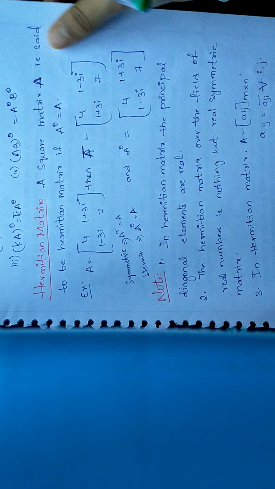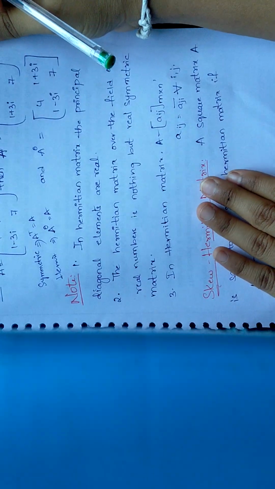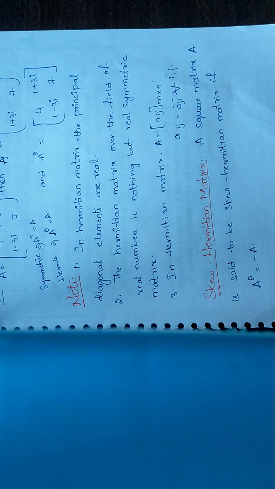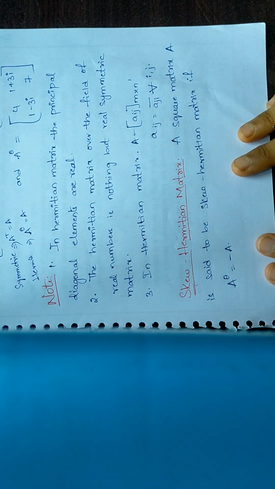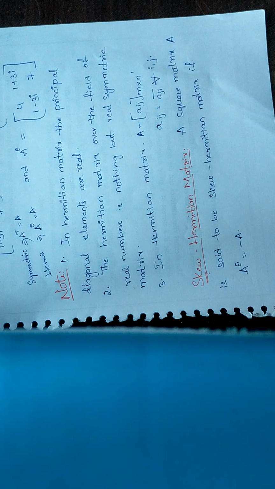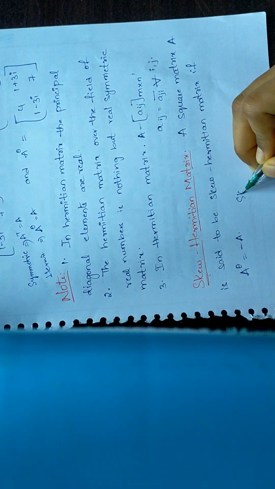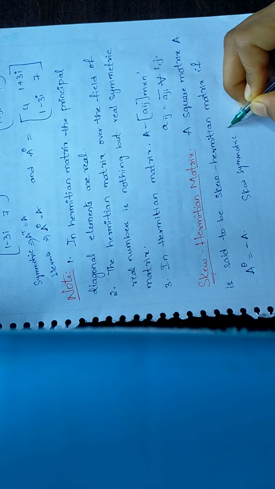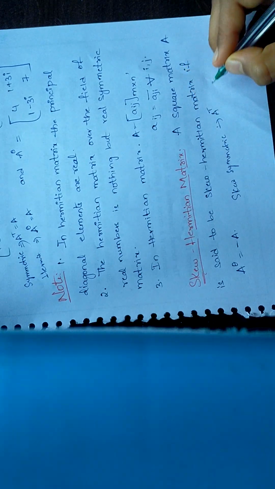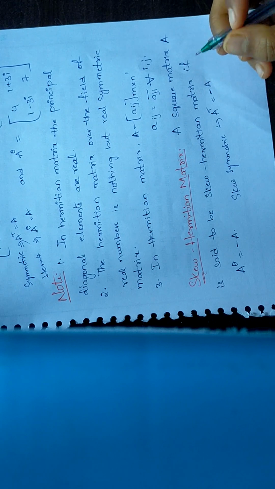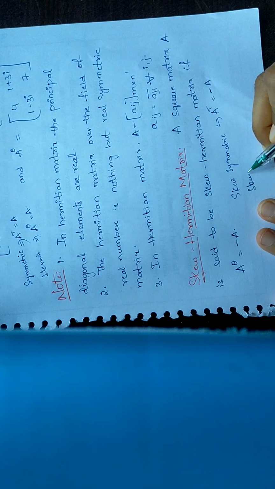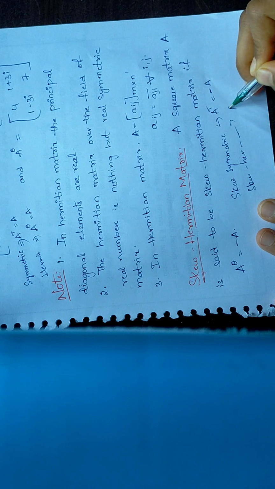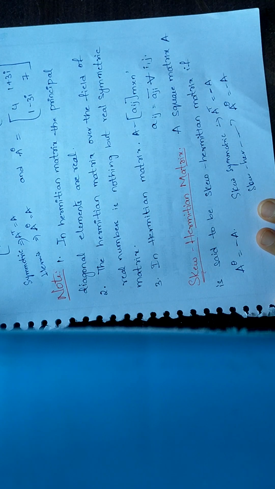And these are note points. If you read these note points you will understand more clearly the difference between the symmetric and the Hermitian as well. Now let's see the skew Hermitian matrix. A skew Hermitian matrix is similar to the skew symmetric matrix. We know that for skew symmetric the condition is A transpose equal to minus A. For skew Hermitian it's A power theta equal to minus A, right?